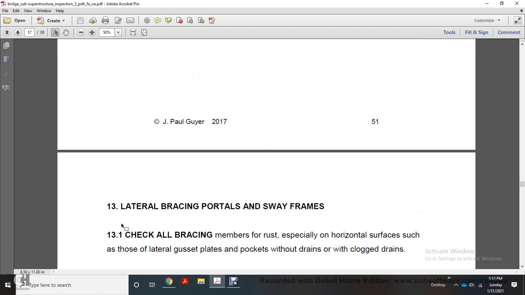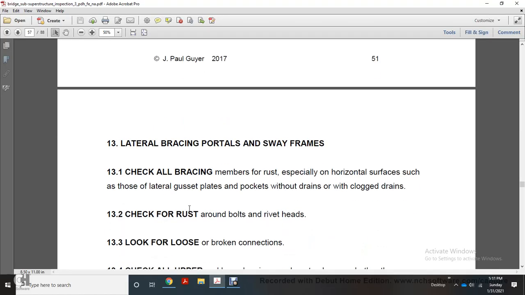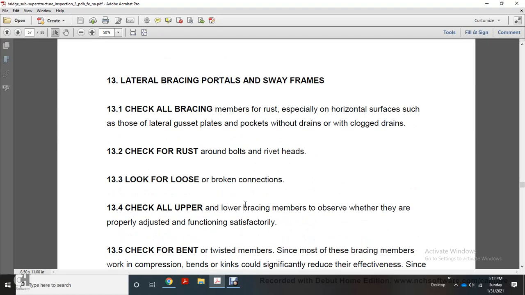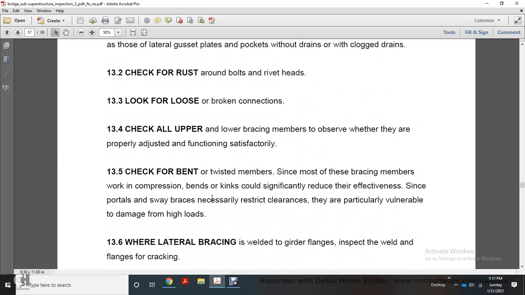Lateral bracing and portable sway frames. Check all the bracing members for rust, especially the horizontal surface of the lateral gusset plate, with pockets filled or a clogged drain. Check for rust around loose overhead and low broken connections. Check all upper and lower bracing members to see whether they are properly adjusted, functioning, and satisfactory.